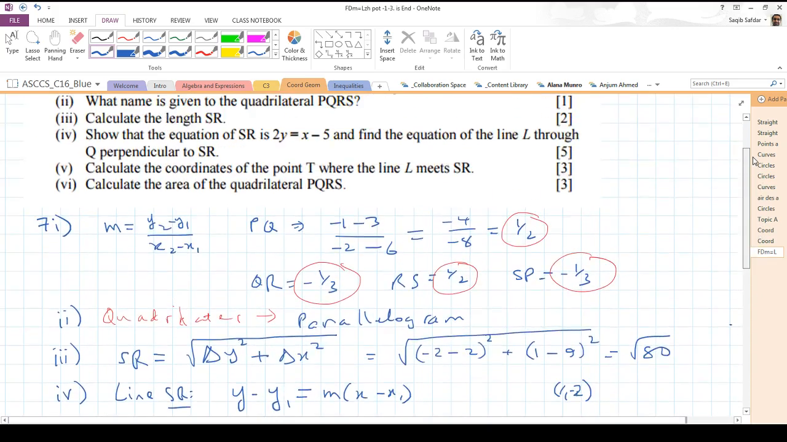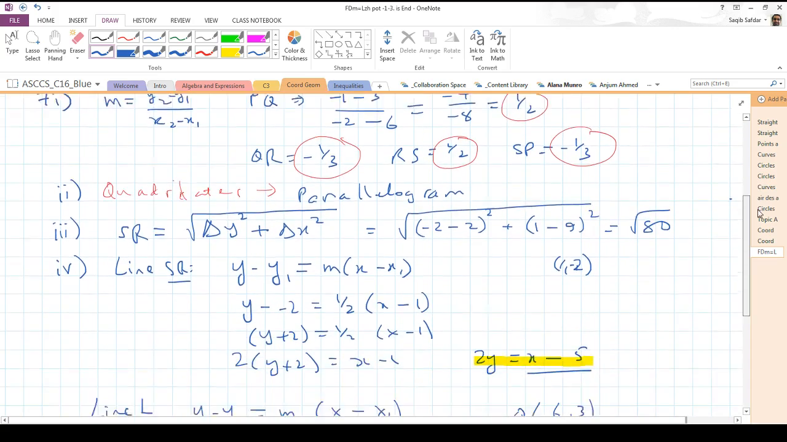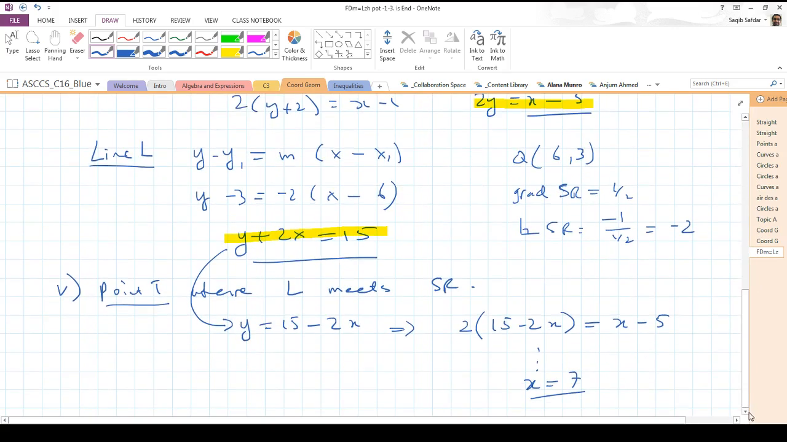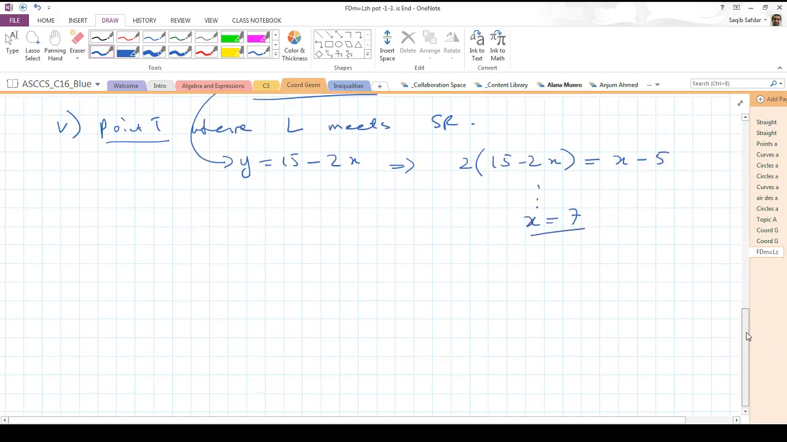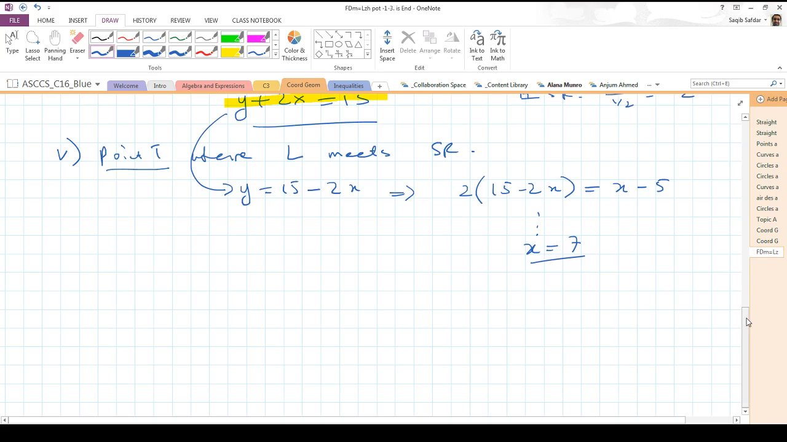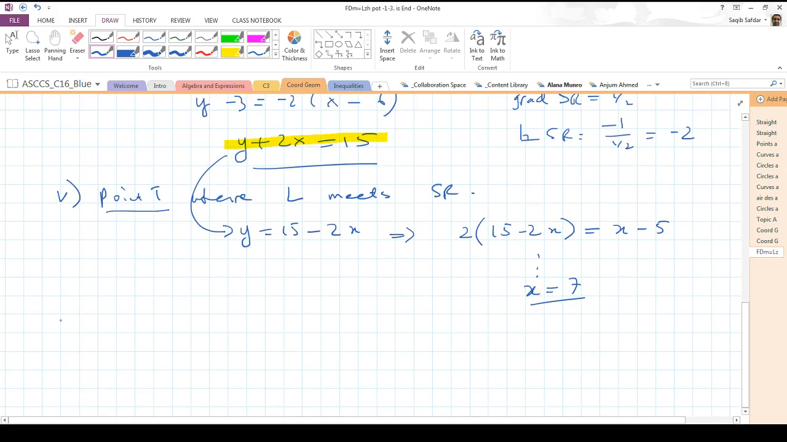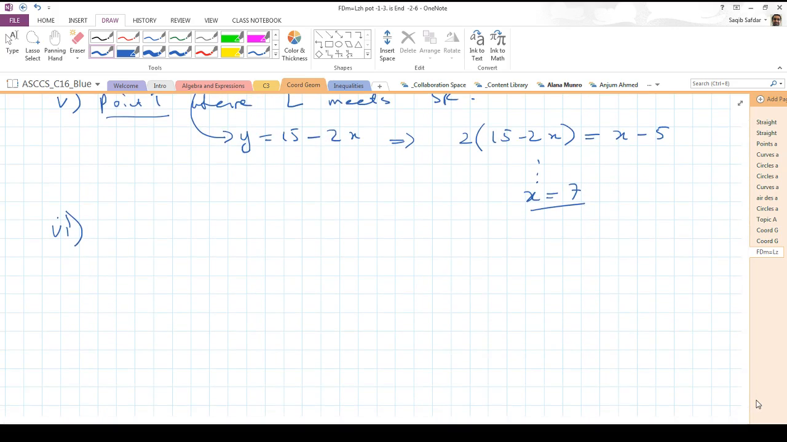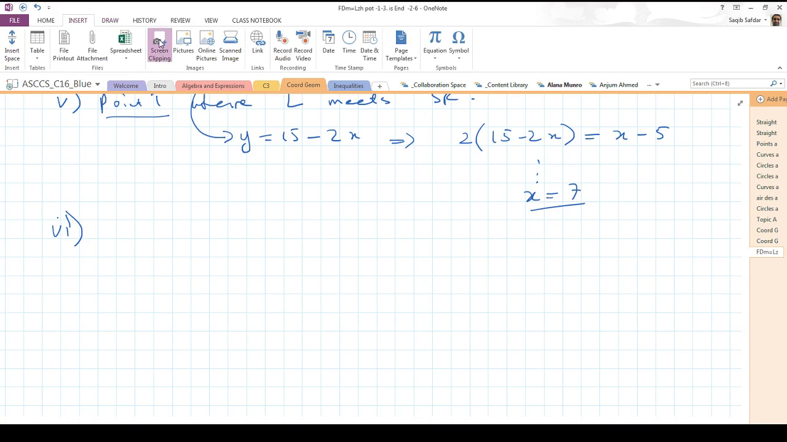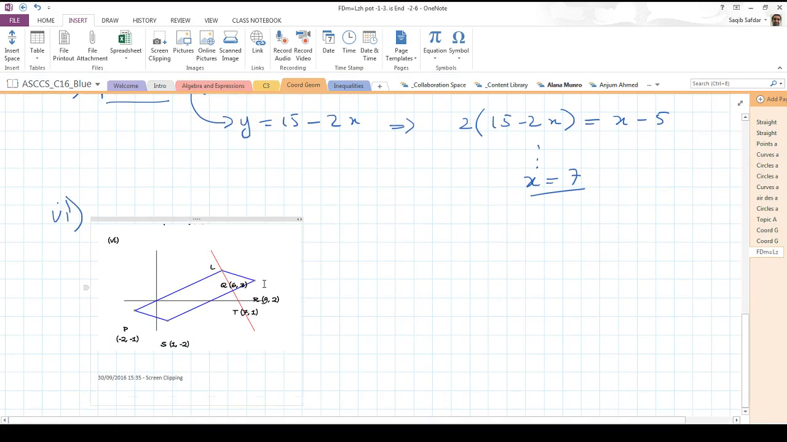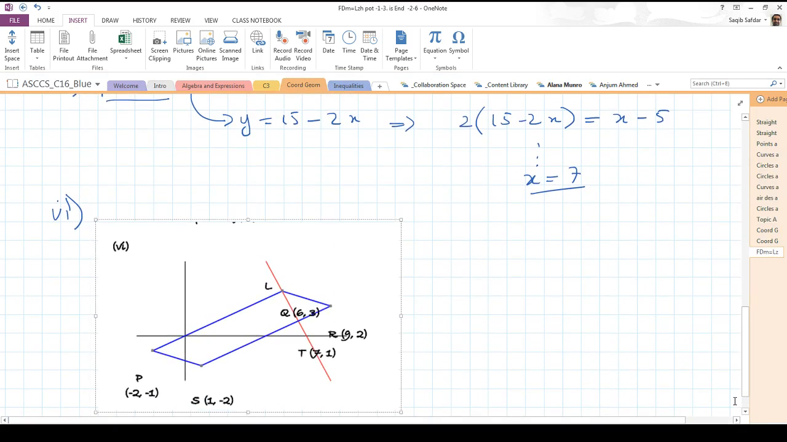Finally, let's do calculate the area of the quadrilateral PQRS. Okay. Now, with the quadrilateral, let's just do part 6. There's no harm at times, and especially with these coordinate geometry questions, to take out some sort of graph plotting software on your phone, use GeoGebra or use Desmos, and just get a feel of where the coordinates lie.